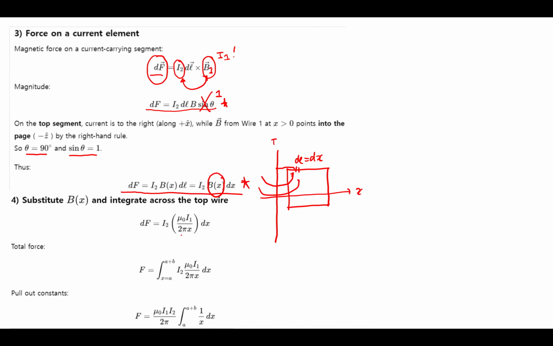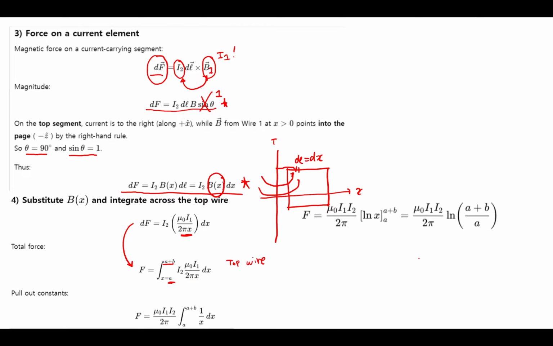So we have this one. It's the magnetic field from the wire at the position of x, and this is the case. And then if you integrate from x equal to a to a plus b for the top wire, and then you do the integral, and then you get the log.